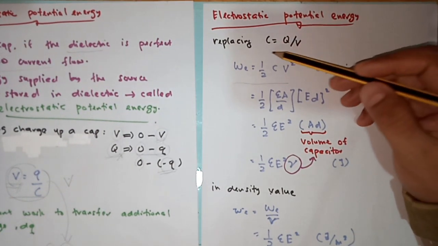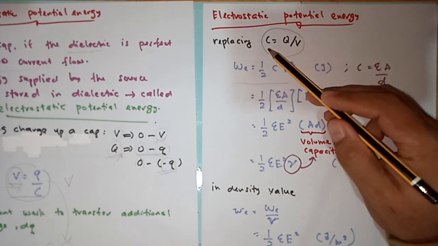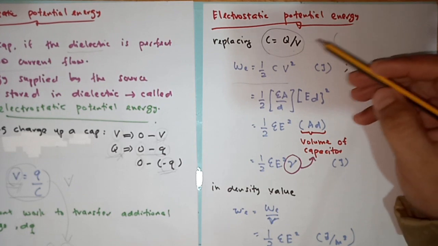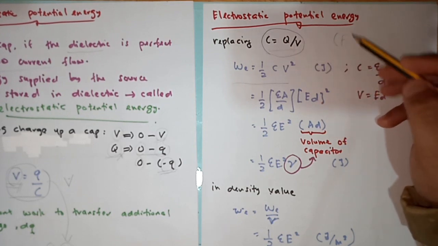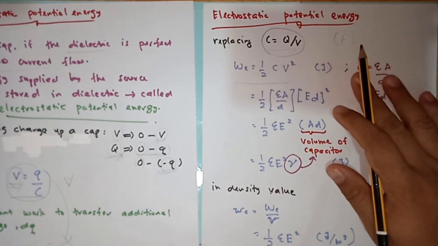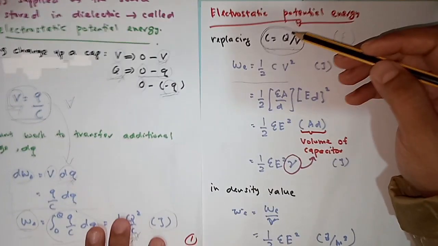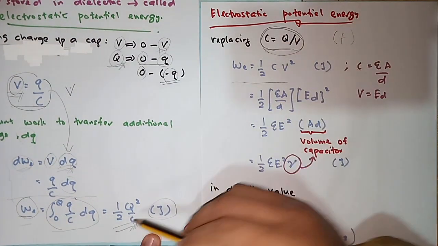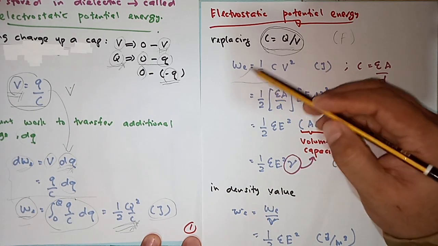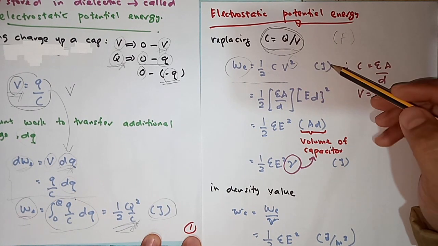Previously we derived the general expression for capacitance, where C is equal to Q divided by V, and the unit is F, which is farad. By replacing this into the energy equation that we just derived, we will have another expression for the work, which is half CV squared, and the unit is still joule.